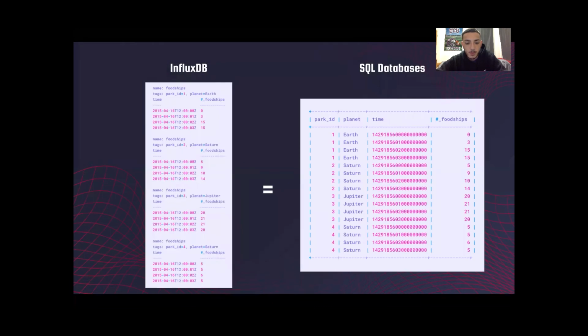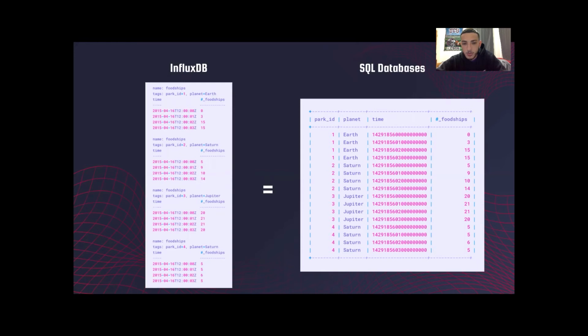Alrighty, and then here we have the two types of databases you would typically see in an SQL database and an InfluxDB database. Here on the right side, you have the typical SQL databases that we've seen before. This would be a table called food chips, with the attributes of park ID, planet, time, and the number of food chips recorded at that time.